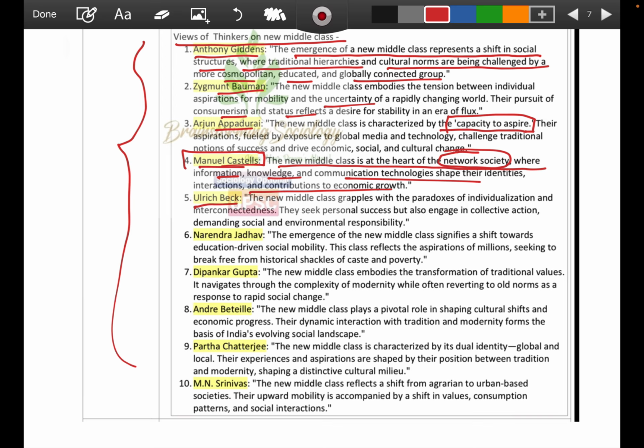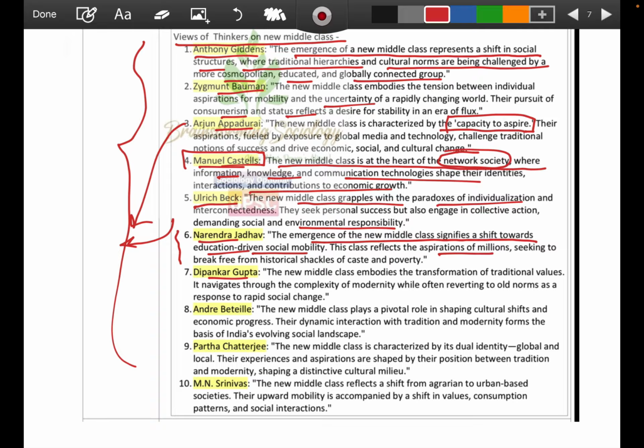Whenever Ulrich Beck is coming, it is the interconnection with the risk society, that whatever things have come up, there are more risks, environmental responsibility, and the new middle class grapples with the paradoxes of individualization. All these paradoxes you can talk about and link with Ulrich Beck. Narendra Jadhav talks about education-driven social mobility. The emergence of the new middle class signifies a shift towards education-driven social mobility, again the aspirations of millions. When an education question is coming and aspirations are being linked, you can link Narendra Jadhav and Arjun Appadurai. So have these keywords. And again, I'm repeating it many a time, I know, but this is what students have to follow to get a better edge, right?